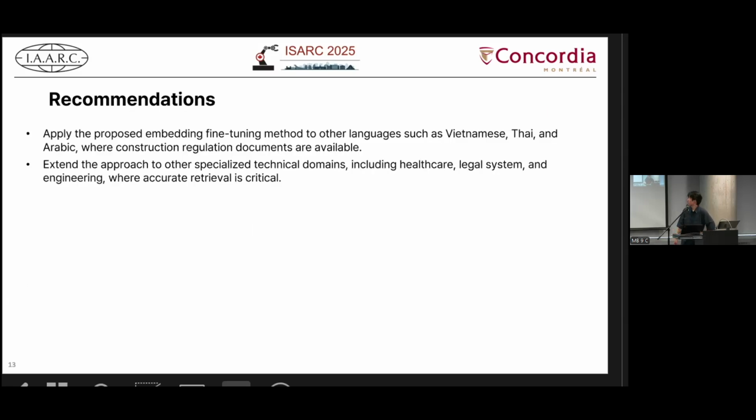And this is our recommendation. This means our method can be utilized in other languages or other domains like Vietnamese, Thai, and Arabic, or legal system, healthcare, everywhere. So if you are in another domain, you can use this method.